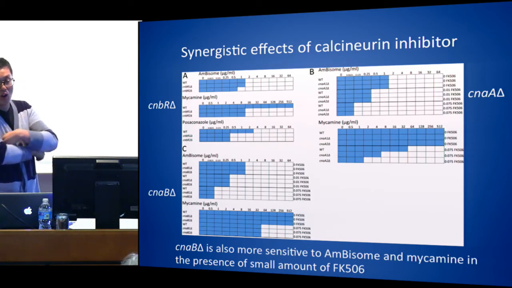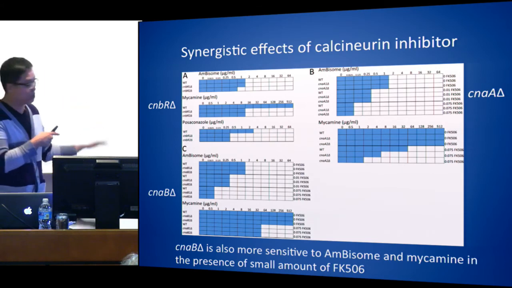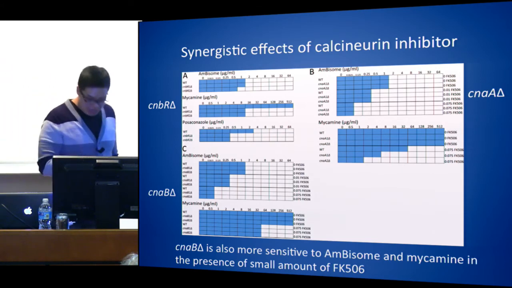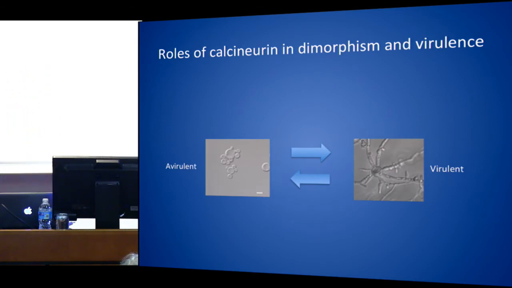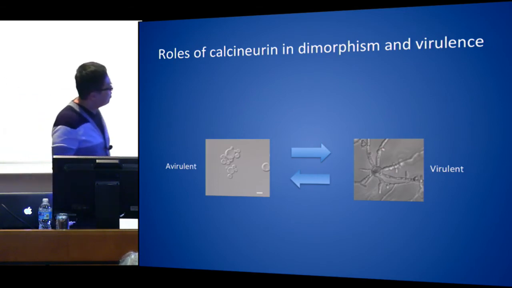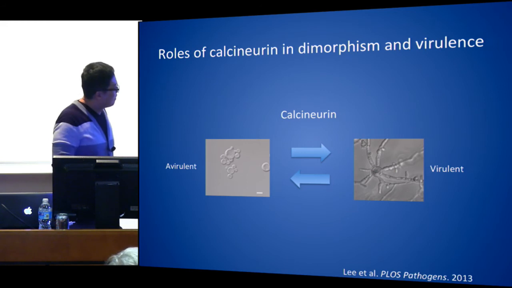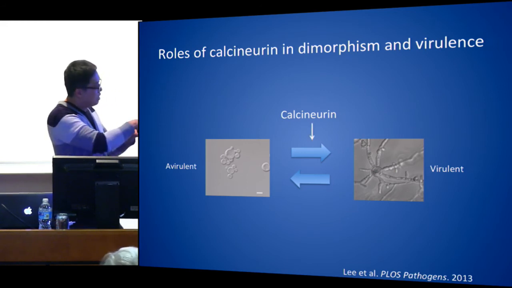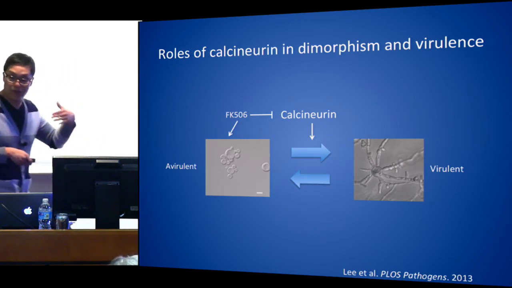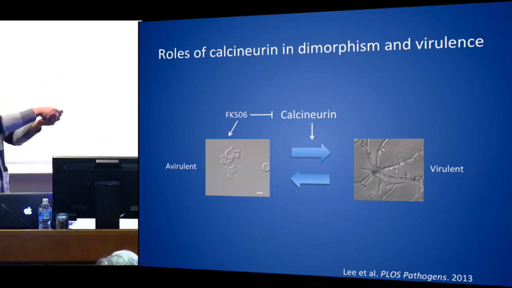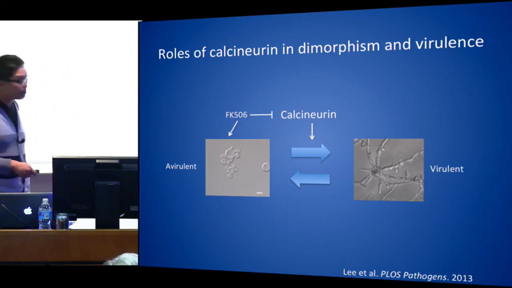So now we are moving on to test this in the mouse model. So then I'm moving toward the conclusion of my talk. I mentioned calcineurin is more like a virulence regulator, because when we inhibit calcineurin by mutation or by drug, we see that they grow as yeast.